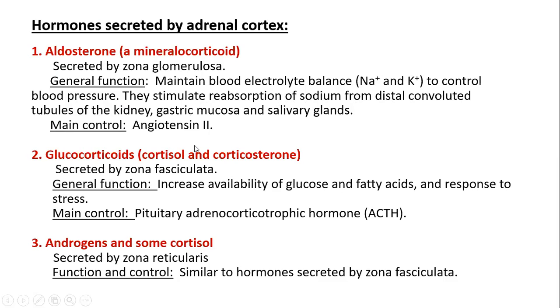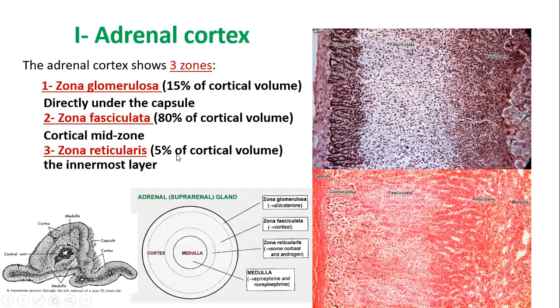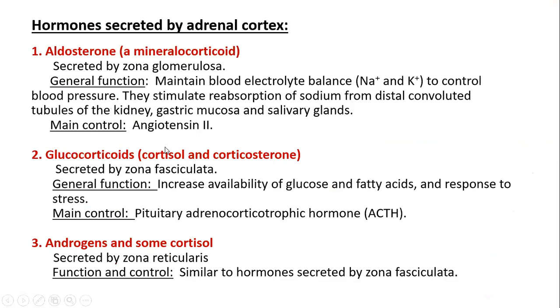Coming to the second hormone secreted by the adrenal cortex, that is called the glucocorticoids, also called cortisol, or also called corticosterone. These will be secreted by the zona fasciculata, the largest, the biggest layer, almost 80% of the whole cortex. So this is the zona fasciculata, which will be secreting cortisol or corticosterone.